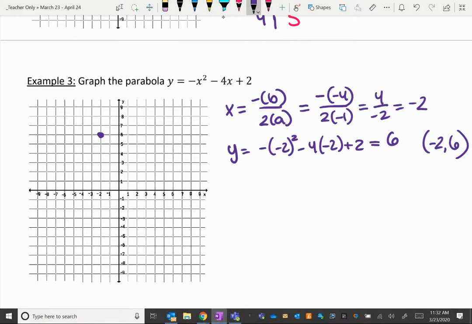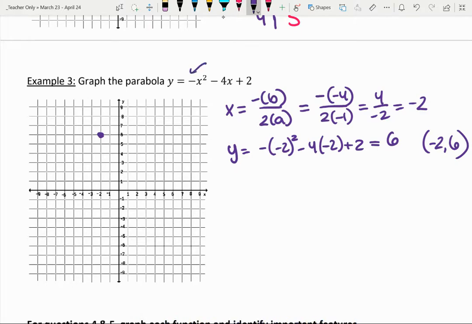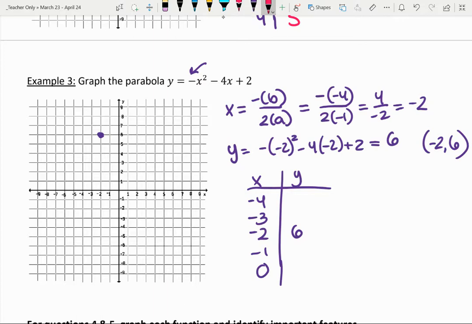My a value is negative, so when I graph this, my graph should open downward, right? And I'm going to use that vertex here, (-2, 6), and I'm going to find some other x values and the corresponding y values. Now, when x is 0, I get my y value for free. That's my c value, 2. So I get another coordinate point, (-4, 2). I'm just going to graph those while I can, (-4, 2) and (0, 2).